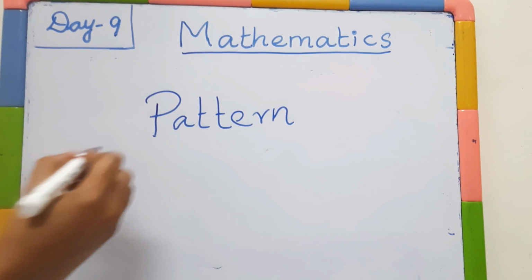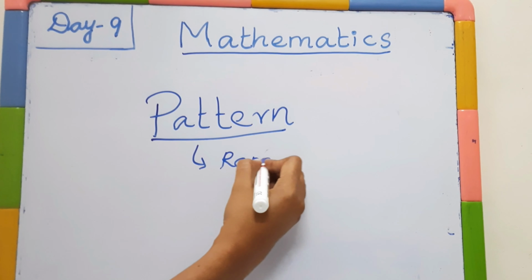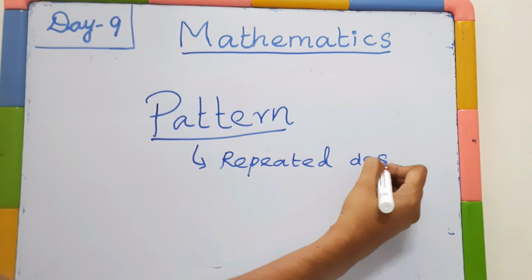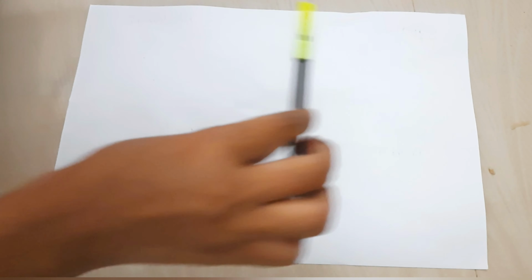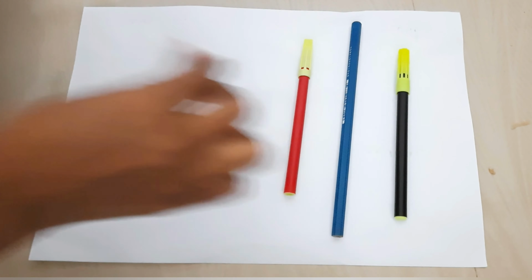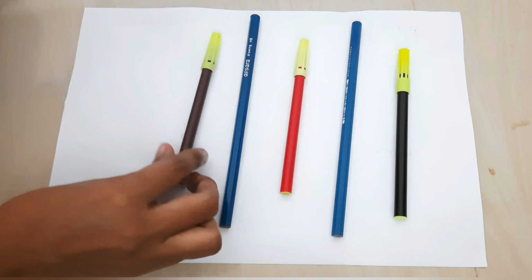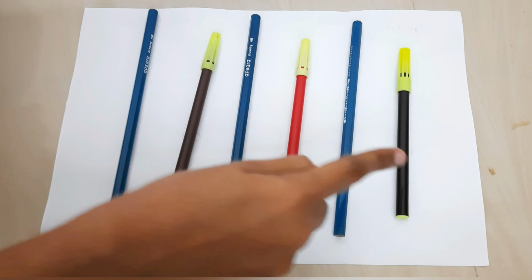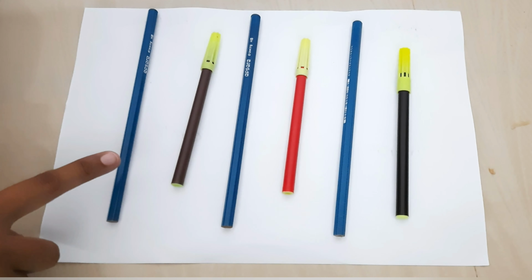The next topic is pattern. We know pattern is a repeated design. R-E-P-E-A-T-E-D. Repeated design. Let's see with an example how the pattern will be. See, first will be pen, pencil, pen, pencil, pen. Next will be pencil. This is a pattern. See, repeatedly objects are coming. Repeatedly the design. Repeated design. So, it is called a pattern.